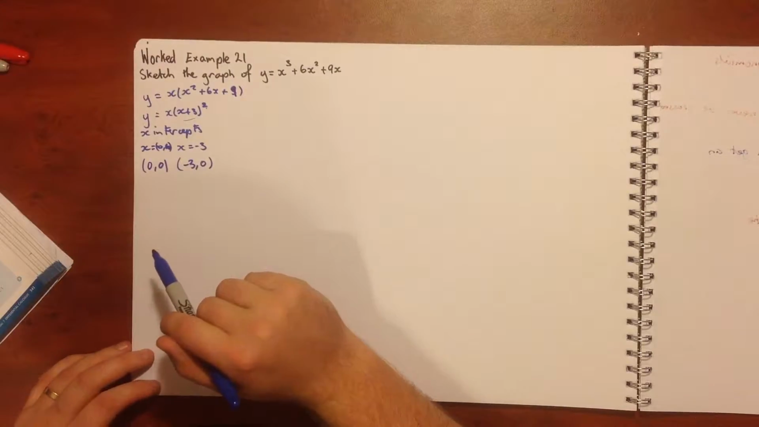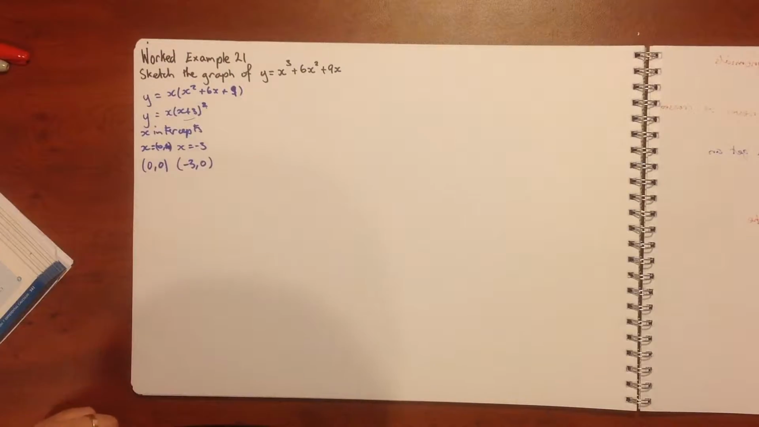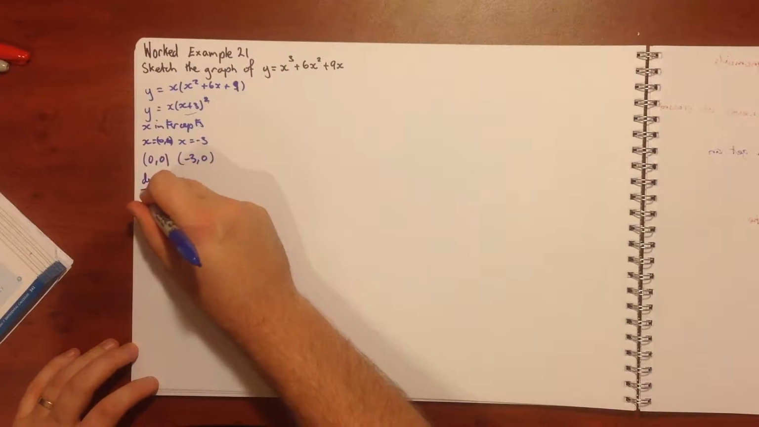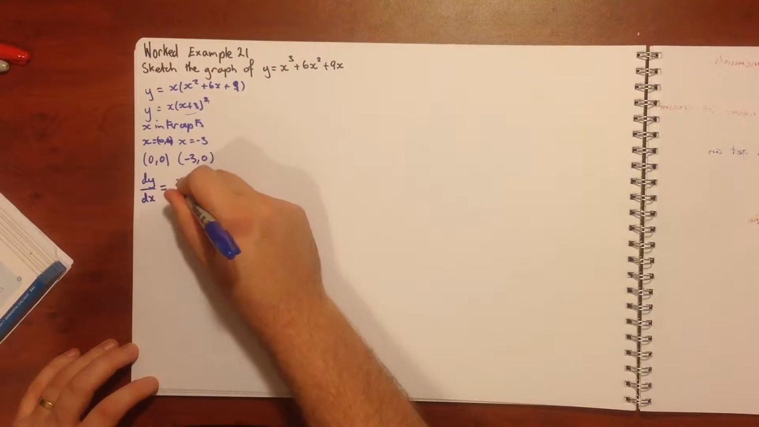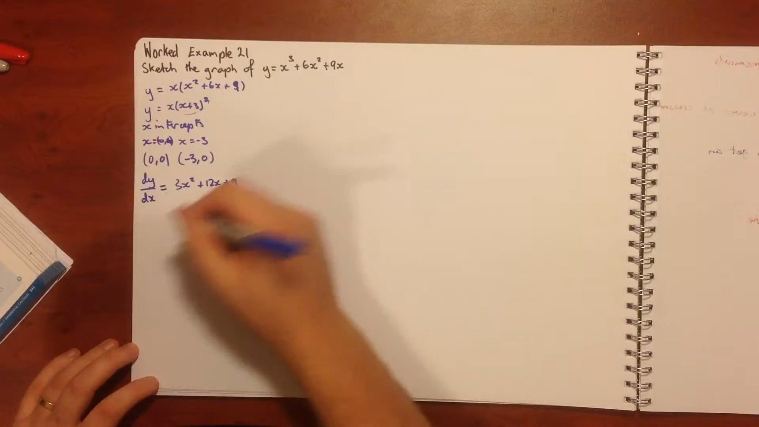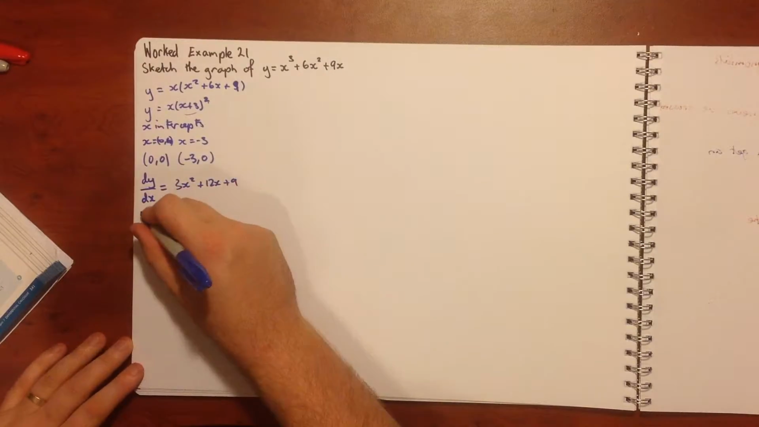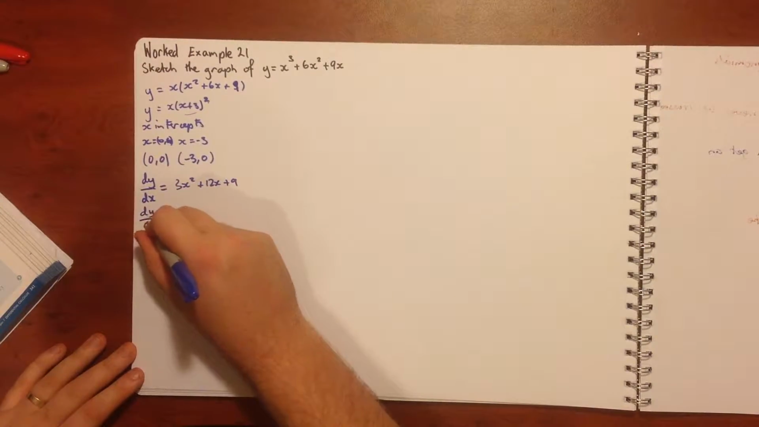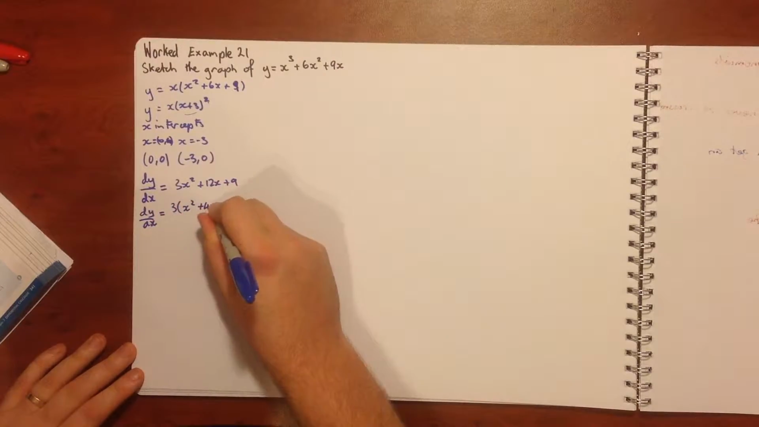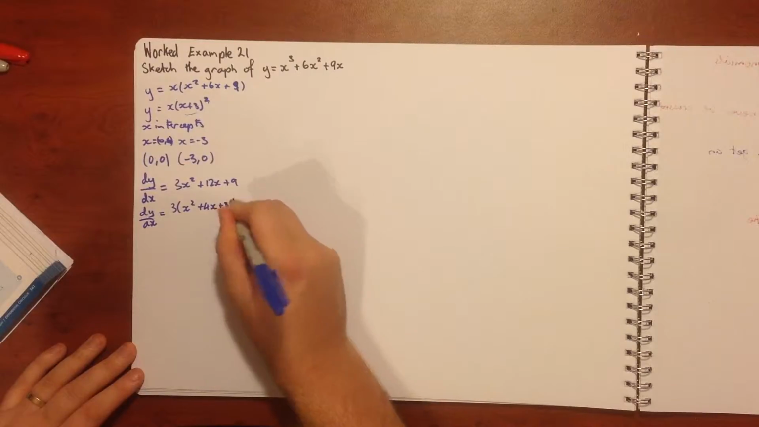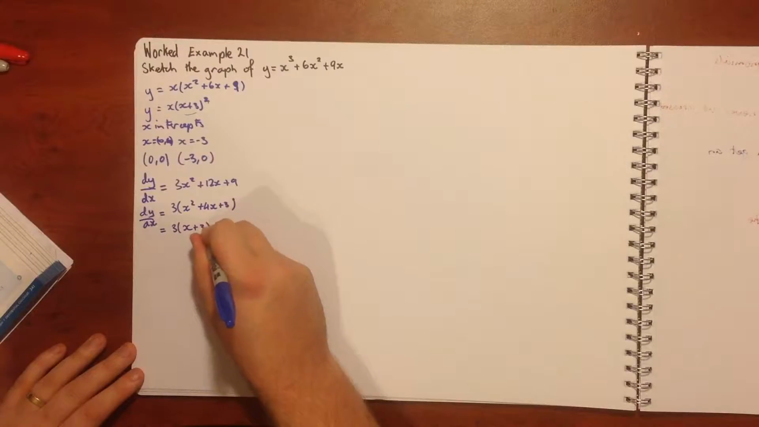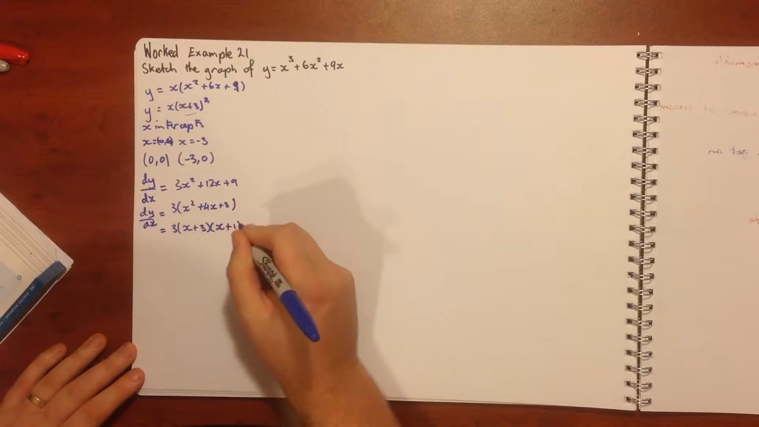What we need to do is find the first derivative. So dy/dx is going to equal 3x squared plus 12x plus 9. Okay, we can say that dy/dx equals 3 outside of x squared plus 4x plus 3. Okay, and we can see that that's going to be 3 outside of x plus 3, x plus 1.